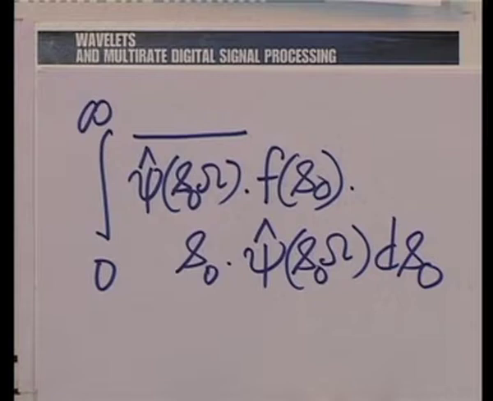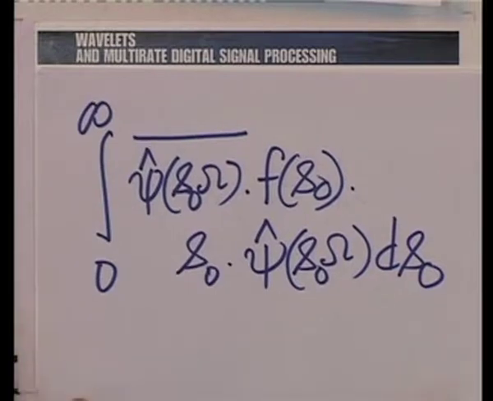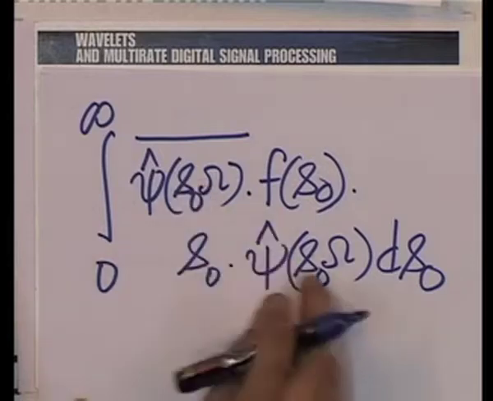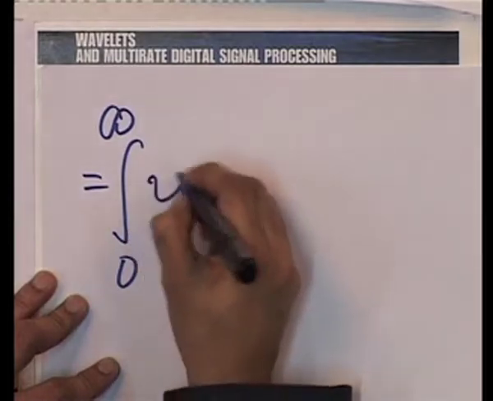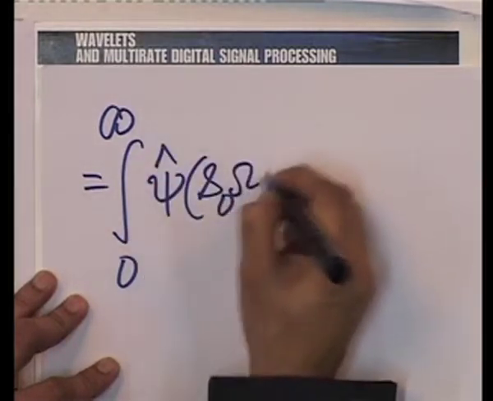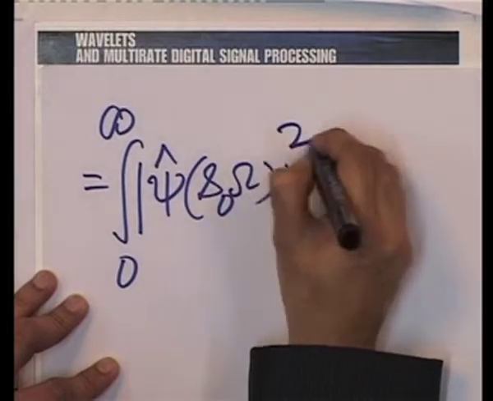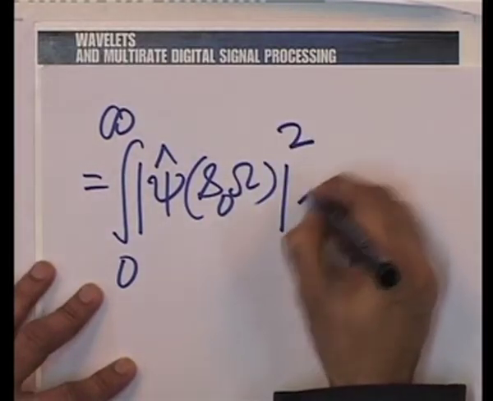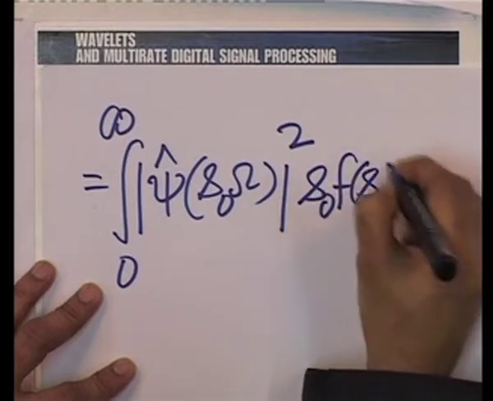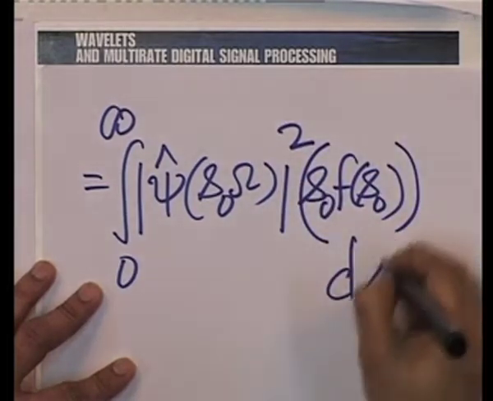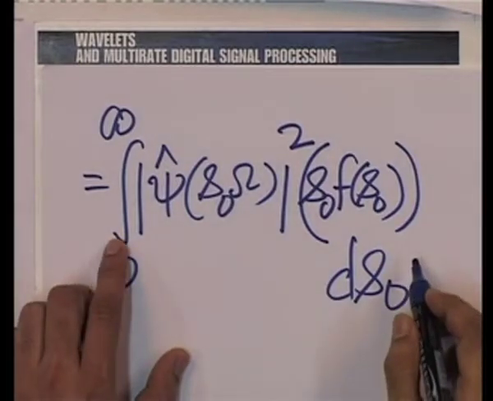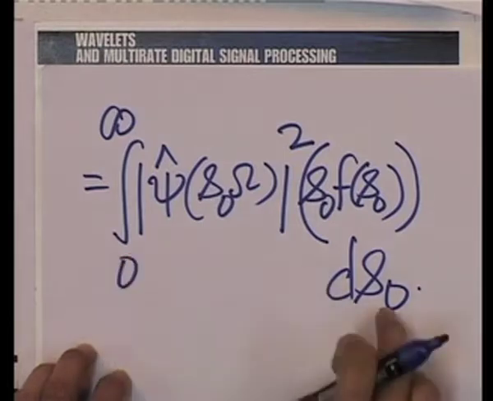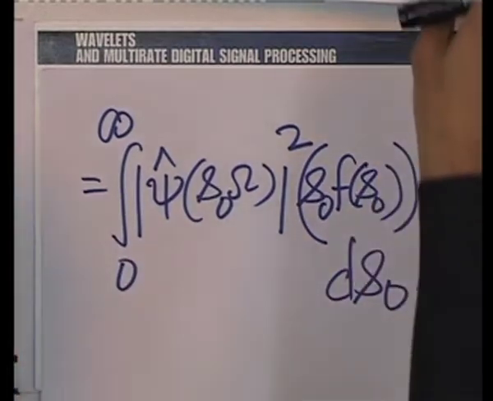Now, if you look at it carefully, of course, this part is easy to deal with. It's mod psi cap S naught omega the whole squared, S naught f S naught dS naught. Now, we need to interpret what we are trying to do here. If we could make this independent of omega, the whole objective here should be to make this independent of omega. I will explain why.